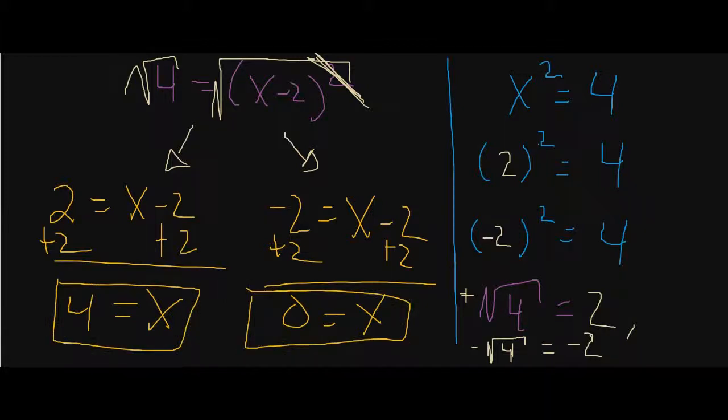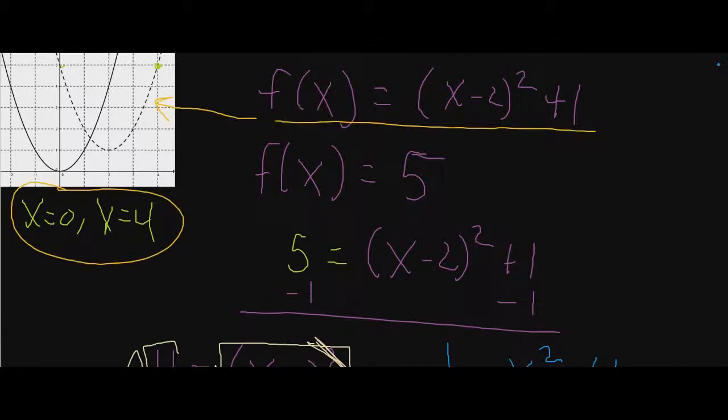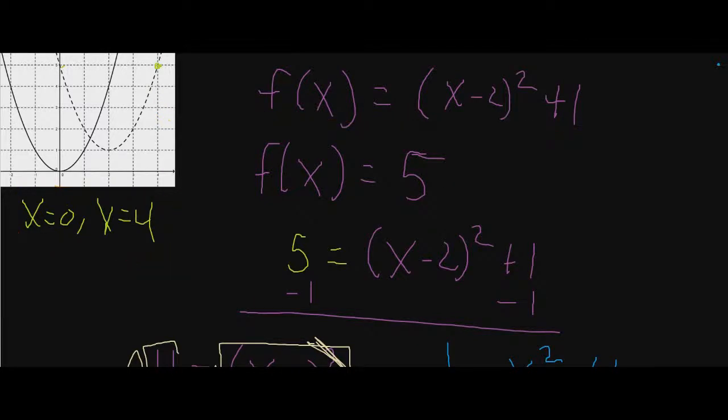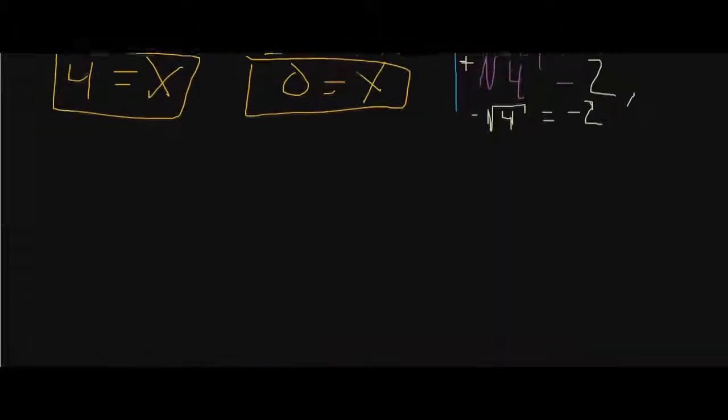There we go. And if you look back up here on this graph, that's what we have on our graph. This equation is this dotted line right there. And if you notice, when x is 0, my y value is 5. And when x is 4, my y value is also 5. So it makes sense that we get 2 solutions, okay?